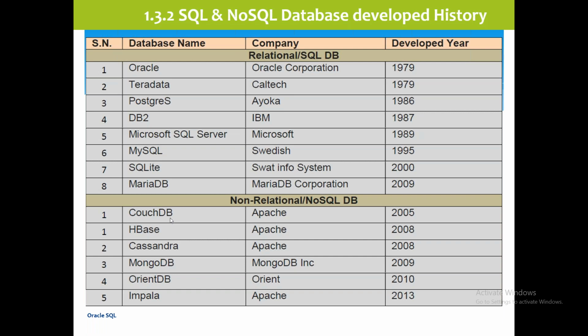MongoDB Inc. developed the MongoDB database in 2009. OrientDB came in 2010. Apache again, Impala in 2013. So these are some of the non-relational, NoSQL databases for semi-structured data. A database will not support unstructured data, where column and row are not there. Further, other components will come to the market. We can see after a few months or years whenever they come.